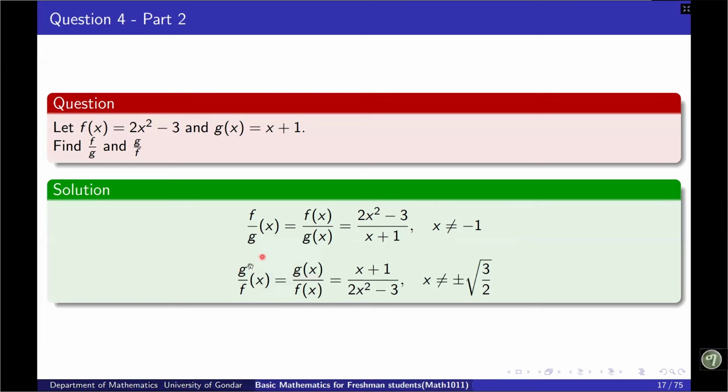Similarly, the quotient of g over f of x is g of x over f of x, which is equal to x plus 1 over 2x squared minus 3. The domain of this one is the set of real numbers without those making the denominator 0, but this is 0 only when x is plus or minus the square root of 3 over 2. So the domain of this quotient function is the set containing all real numbers without these two elements, plus or minus the square root of 3 over 2.